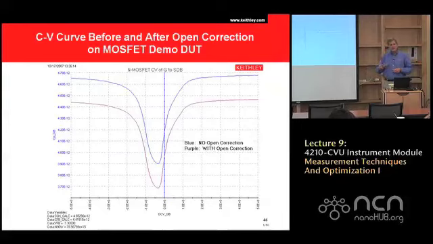So it points out how important on the high frequency curve the open and short correction is.